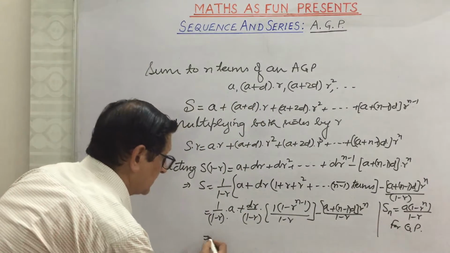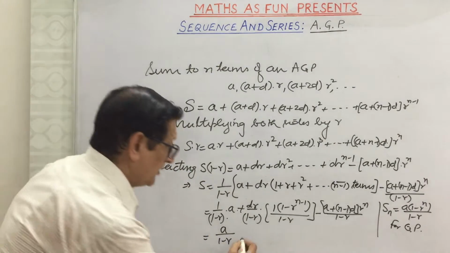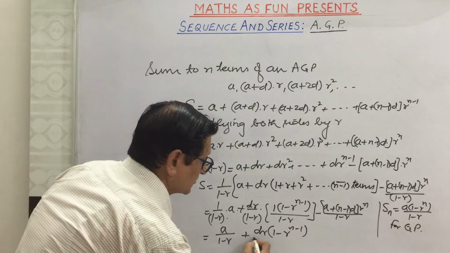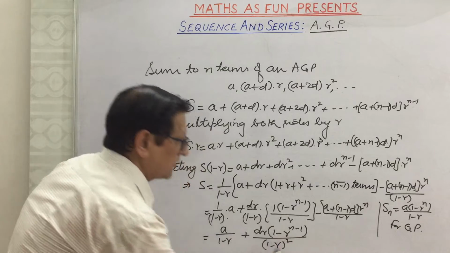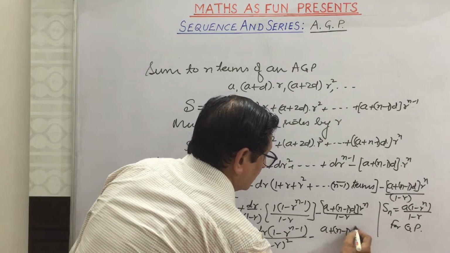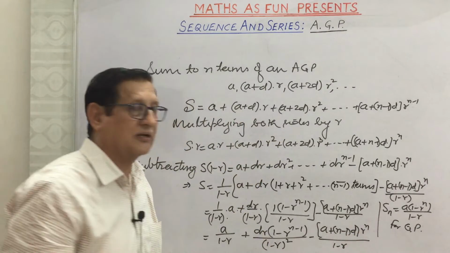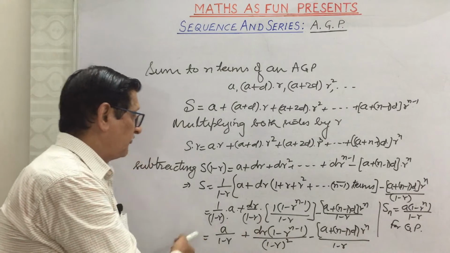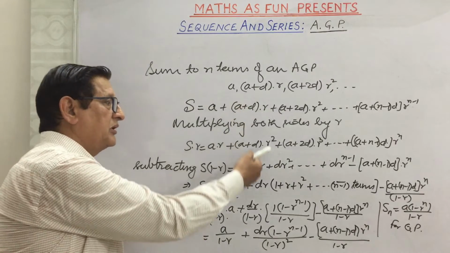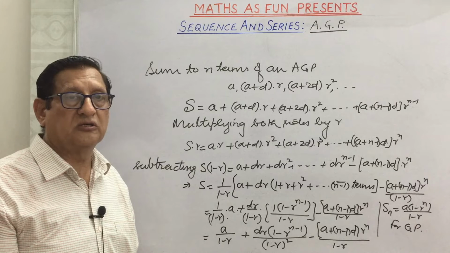It means we are getting the sum of n terms as a upon 1 minus r plus dr into 1 minus r^(n-1) upon (1 minus r) whole square, minus a plus (n minus 1) into d into r to the power n upon 1 minus r. This is the formula to find the sum of n terms of an AGP, or we can also use the complete algorithm to find the sum to n terms of an AGP.